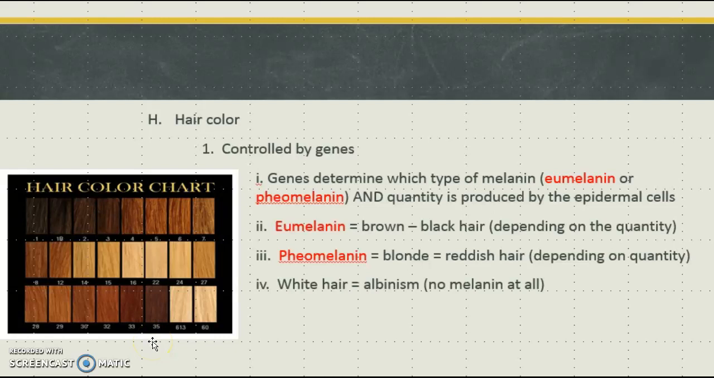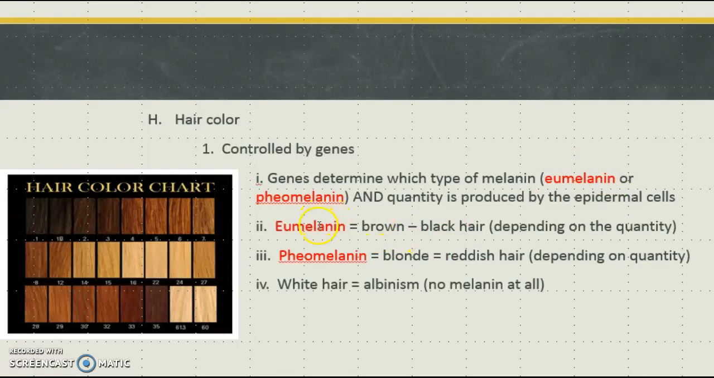Our genes can produce a couple different types of melanin, a word we've heard before with the epidermis. Melanin causes our skin color as well. But different types of melanin are present within the epidermal cells of the hair follicle. Those two types of melanin are eumelanin and pheomelanin. If your genes produce eumelanin, then you will have brown to black hair.